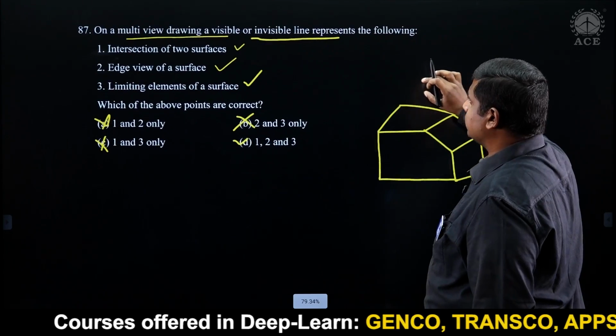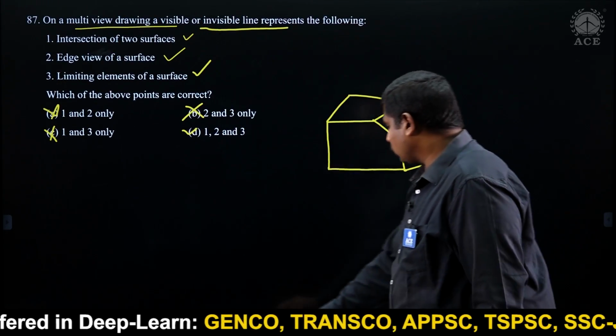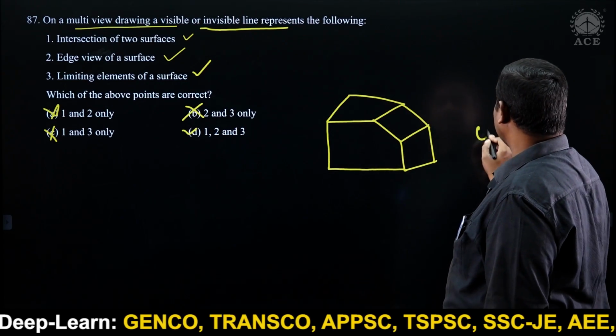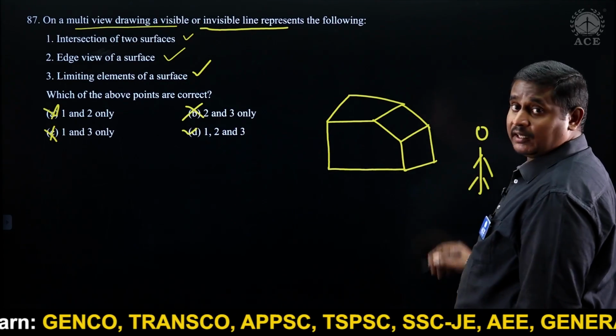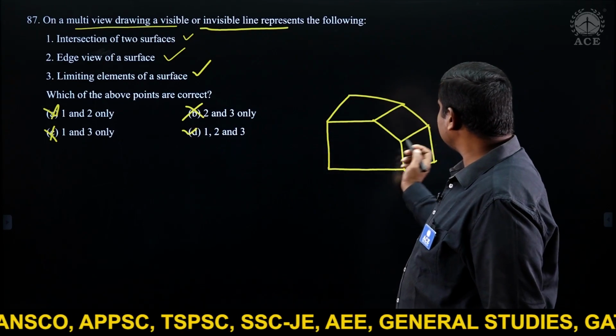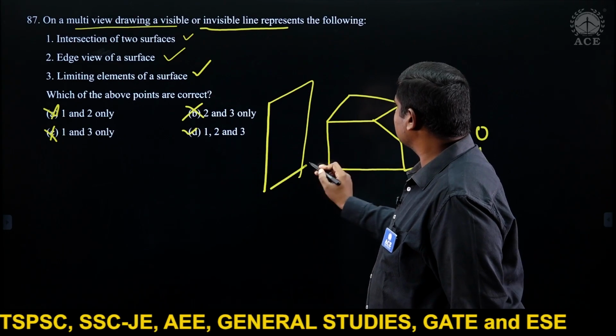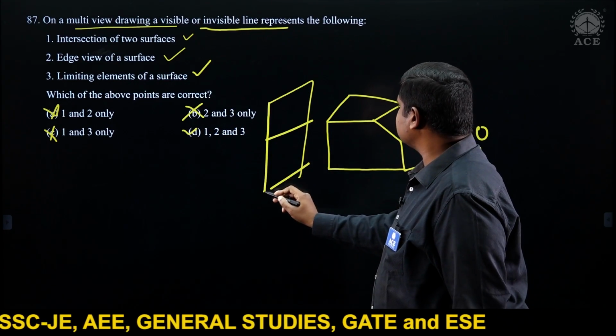Observe the screen, my dears. Let this be my three-dimensional object, iso view. Let the observer stand here. He is determining my front view. So my front view will be in such a position. Clear, my dears? My front view will be in such a way.